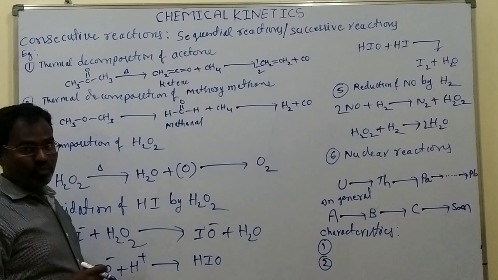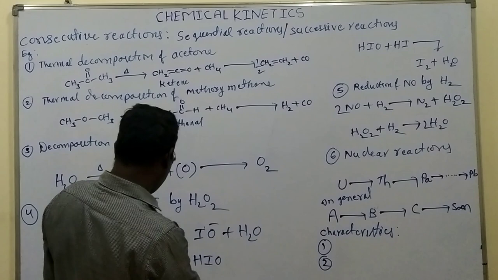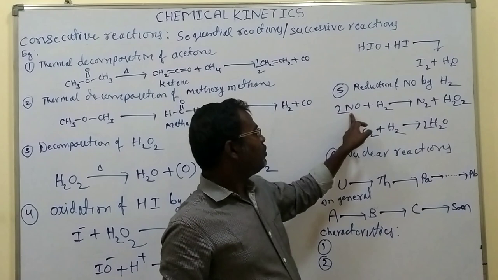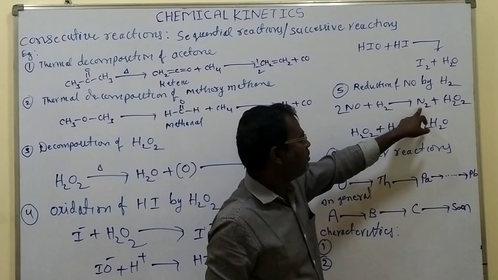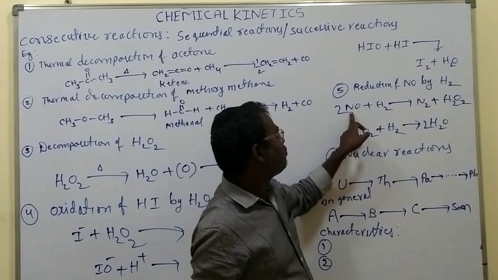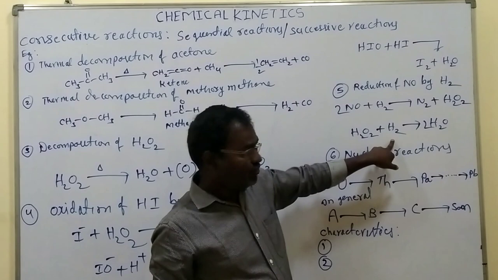Later, in the oxidation reaction, our intermediate is IO minus. So this IO minus in the next step combines with HI and gives I2. Whereas in the other case, NO combines with the H2 molecule and gives nitrogen and hydrogen peroxide. So this peroxide again combines with the original reactant. NO and H2 are the reactants for this reaction. So H2O2 is the reaction intermediate. This reaction intermediate combines with the original reactant.